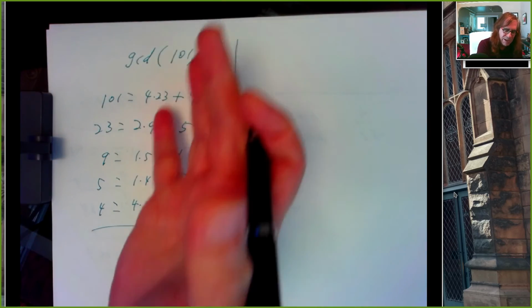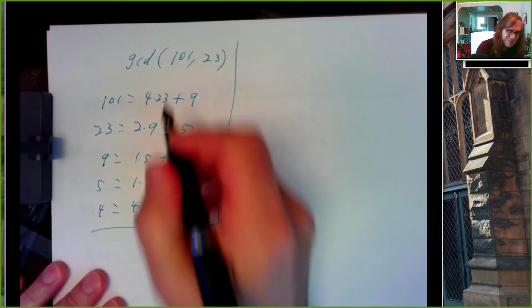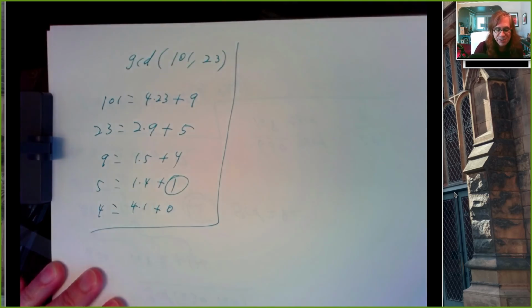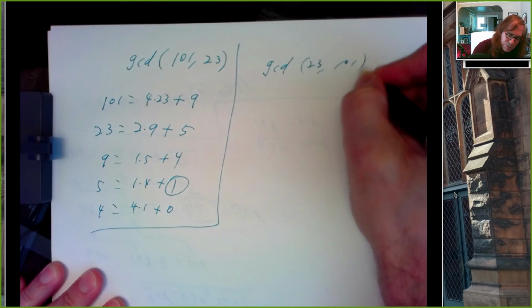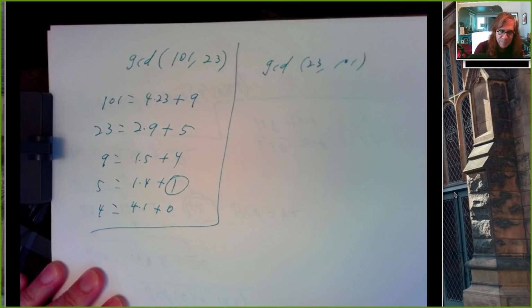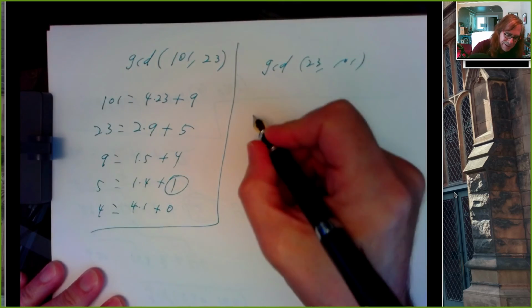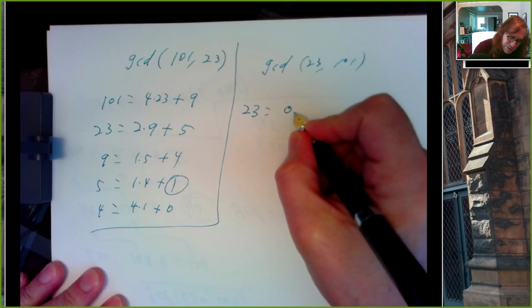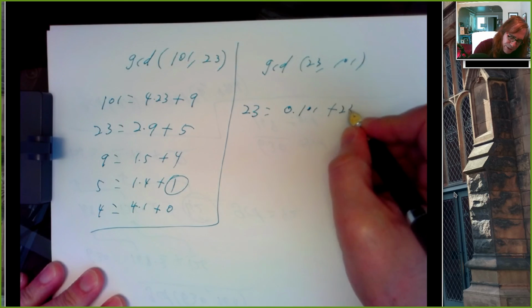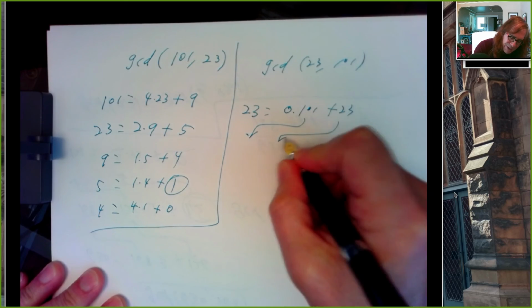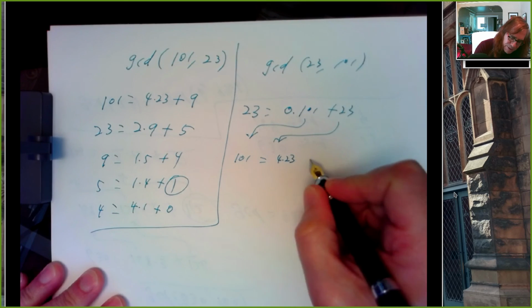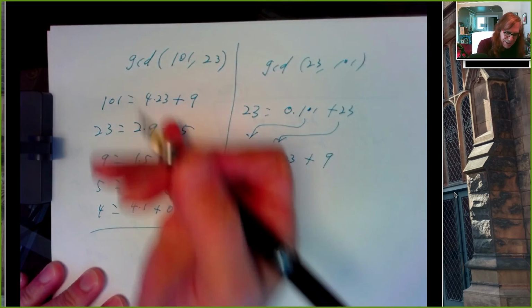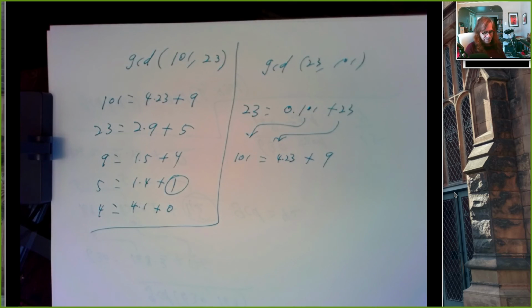An algorithm like this always starts off with the first number bigger, but if you were to switch this around, if you were to try to find the GCD of 23 and 101, what happens when you follow this? Well, you say 23 equals 0 times 101 plus 23 left over, and you carry these around, and now 101 equals 4 times 23 plus 9, and you're right back to where you were.